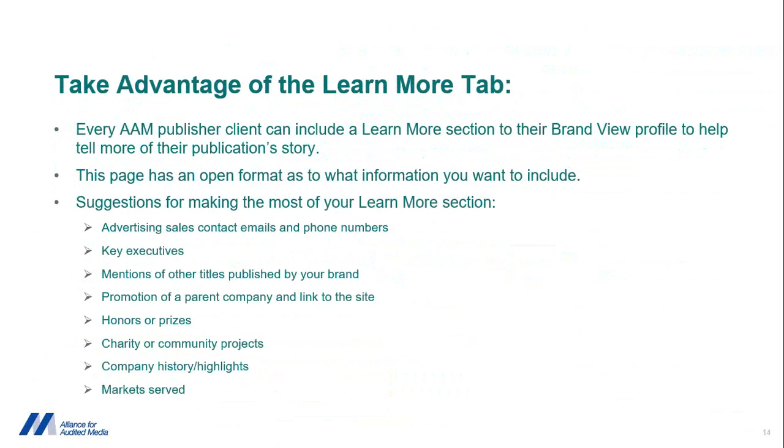You can also put in what other publications and other media products you have. You can also promote that in the Learn More tab. If they're not audited by AAM, you certainly can still publish them. You can make note of them. The only thing you wouldn't be able to put in is what their distribution is. Anytime you're referring to any distribution in the Brand View tabs, it will need to be verified by AAM. But you certainly can promote your different products that you have.